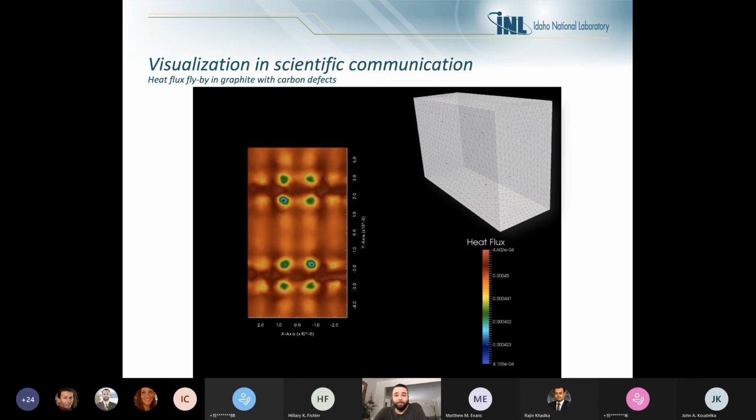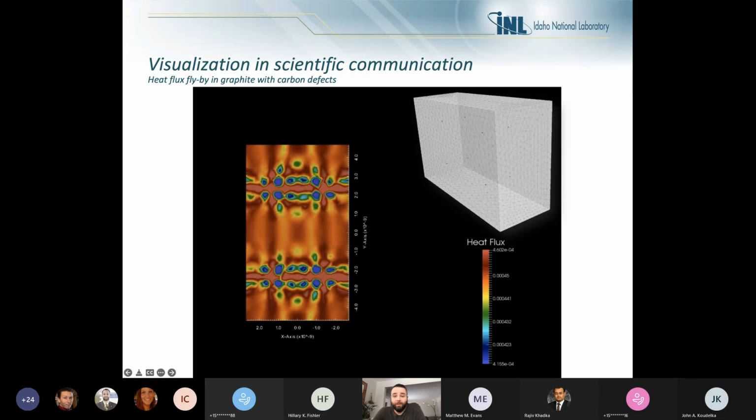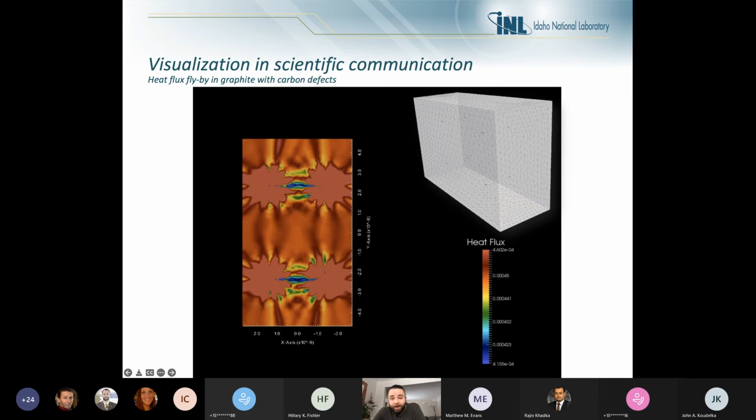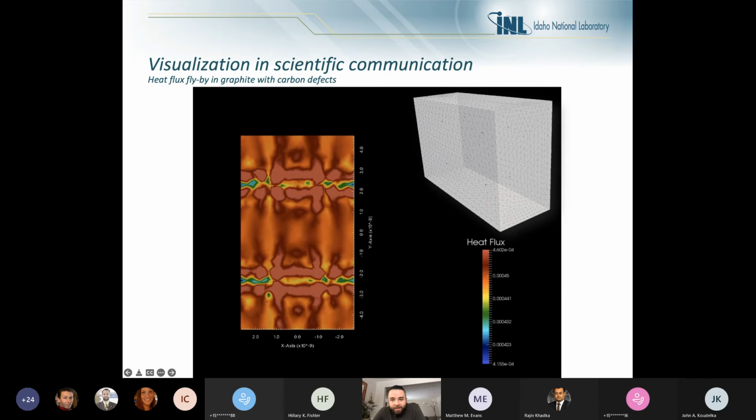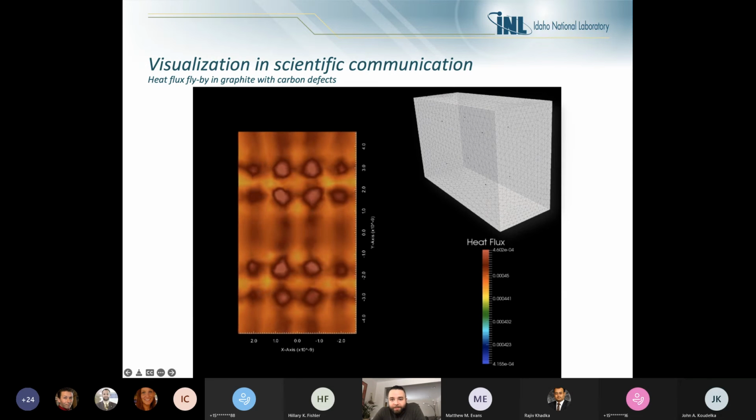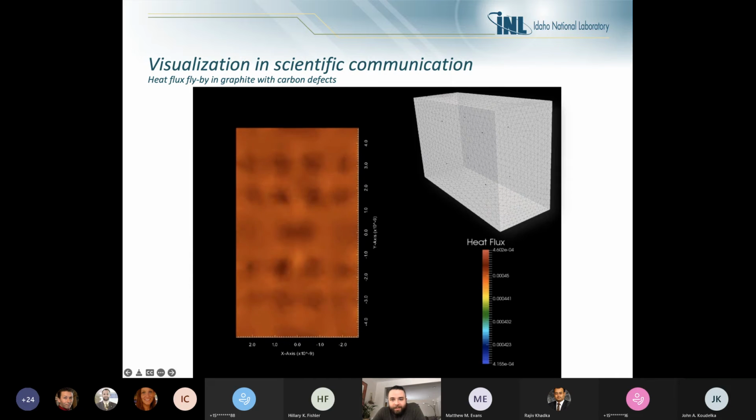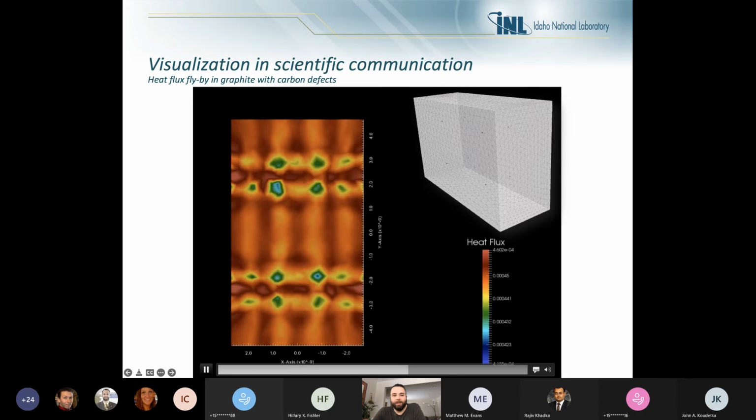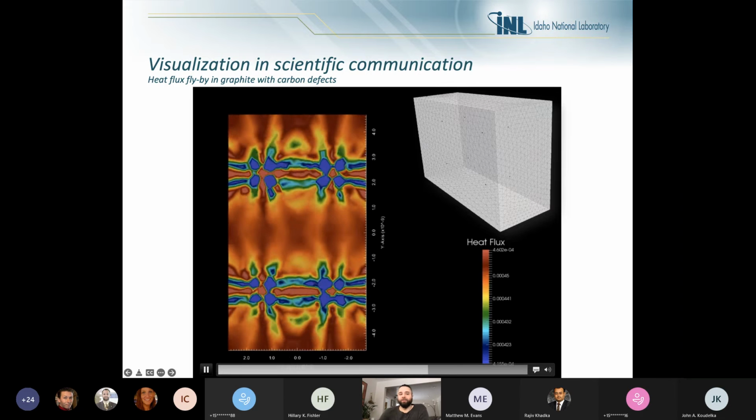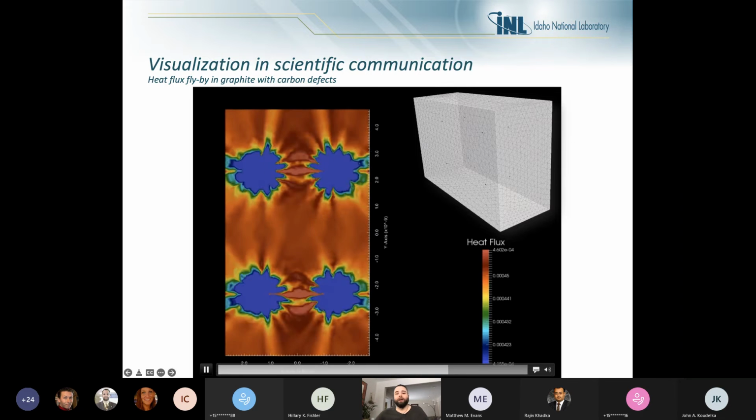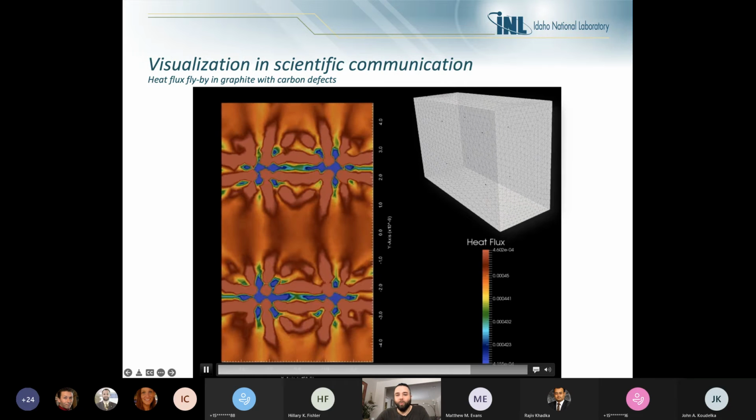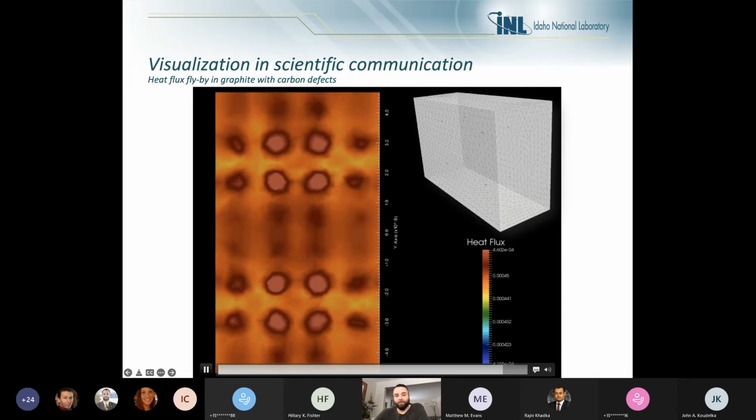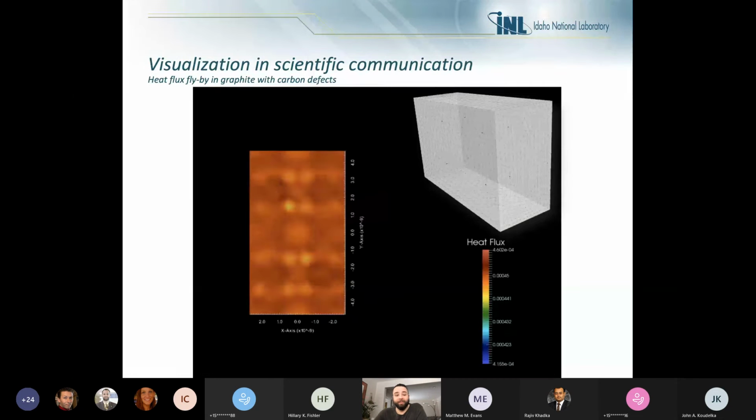In this particular example, if we look up here at the upper right-hand corner, this is a slab of graphite that has tiny, tiny carbon defects in it. And I wish I would have done a little bit better for this presentation, but if you see these tiny black dots, those are concentrated carbons inside of a graphite block. And this video here is just a fly-through, showing a plane that moves from one end to the other end, and it shows how the heat flux changes due to phonon scattering at these defects.